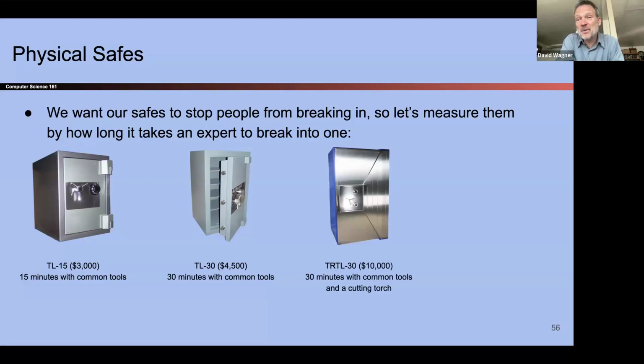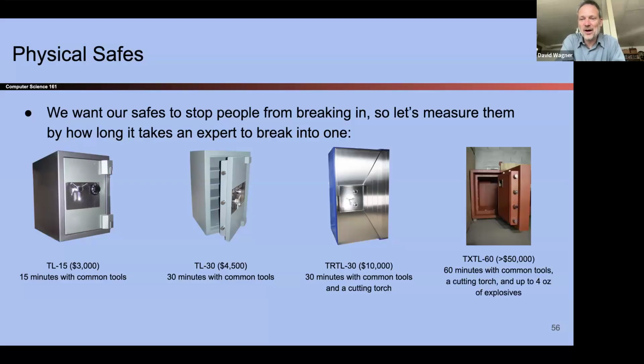And if you're worried about attackers who have more than just common tools, you can get a safe that is secure against not just ordinary tools, but also against a cutting torch. A cutting torch turns out to be a really powerful way to break into safes, and if you want security against that, it costs even more. Whoa, a really expensive device. And if you want 60 minutes against common tools and a cutting torch and also up to 4 ounces of explosives, you can buy that. But now you're spending more than $50,000, and it is this monster beast.